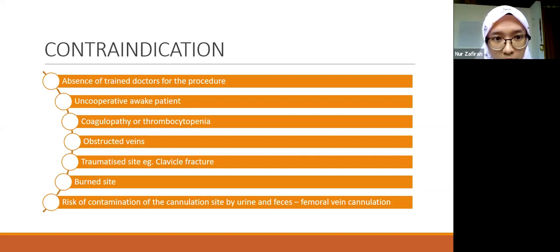And if the veins that we need to insert into, such as the femoral vein or subclavian vein, are obstructed, we cannot do the central venous access. And if there is trauma at the site of access, such as clavicular fracture, we cannot do it, especially for the subclavian vein. And then if there is a burn site. And the last one, if there is a high risk of contamination at the connection site after we have done the central venous access, such as in femoral vein cannulation, where there is a risk of contamination by urine and feces, we need to avoid it first.